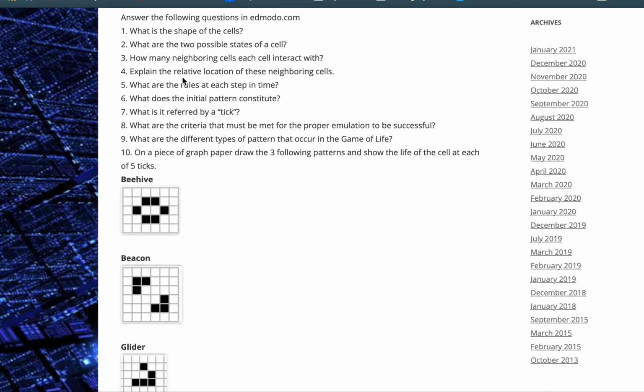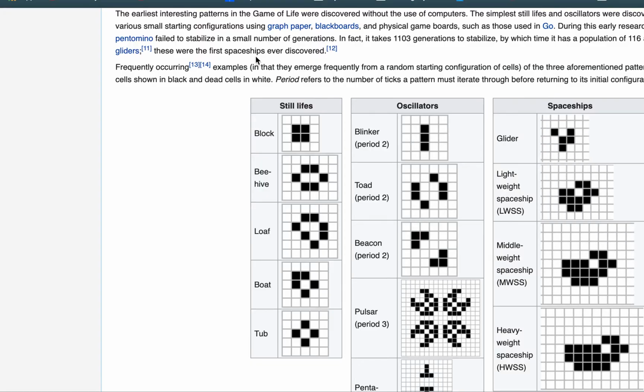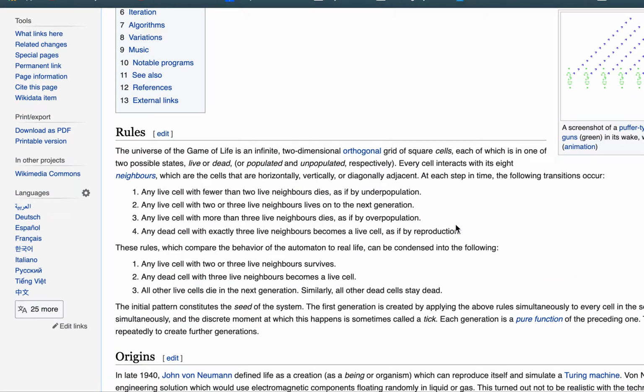So I already told you question number 4 also. What are the rules at each step in time? You need to put the 4 rules that are very clearly identified right here. Here they are. So you have to specify clearly how the cell that's alive cannot continue to the next generation when there are fewer than 2 live cells as neighbors. Then it goes to the next generation when it has 2 or 3 live neighbors.